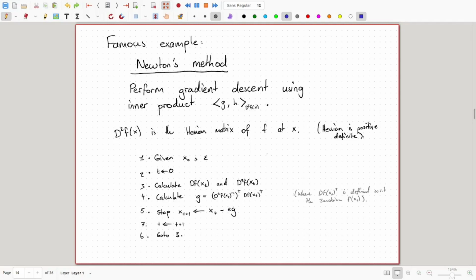So I claim that this is just Newton's method, and if you go and look online, you'll probably see one-dimensional write-ups of Newton's method, but this is an n-dimensional example. And this is very, very widely used in numerical methods.